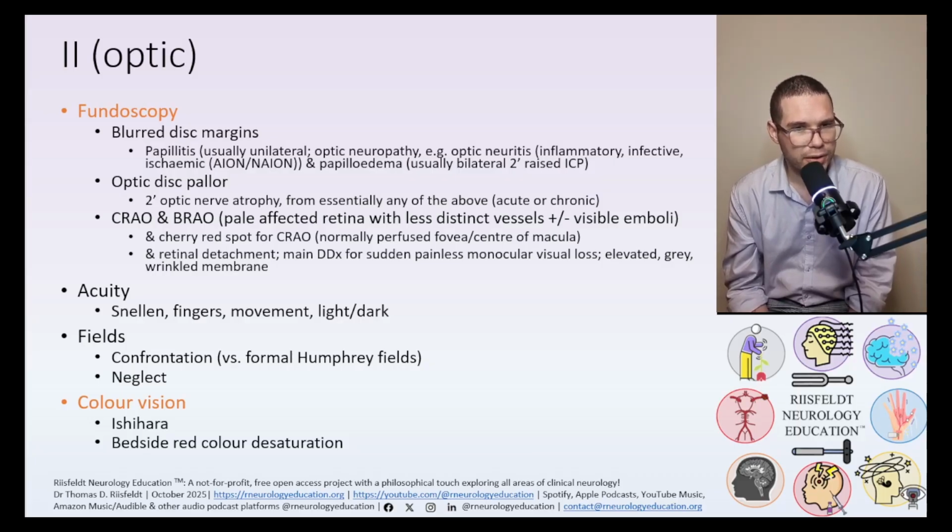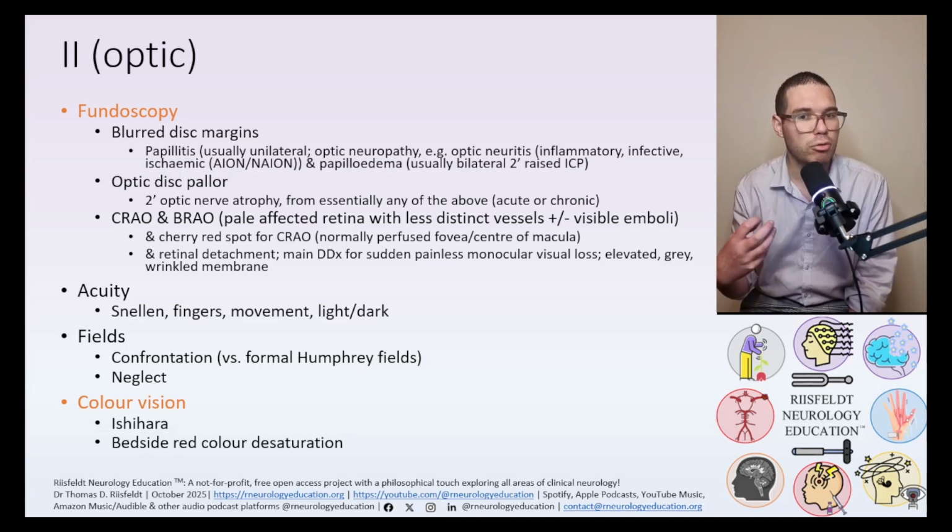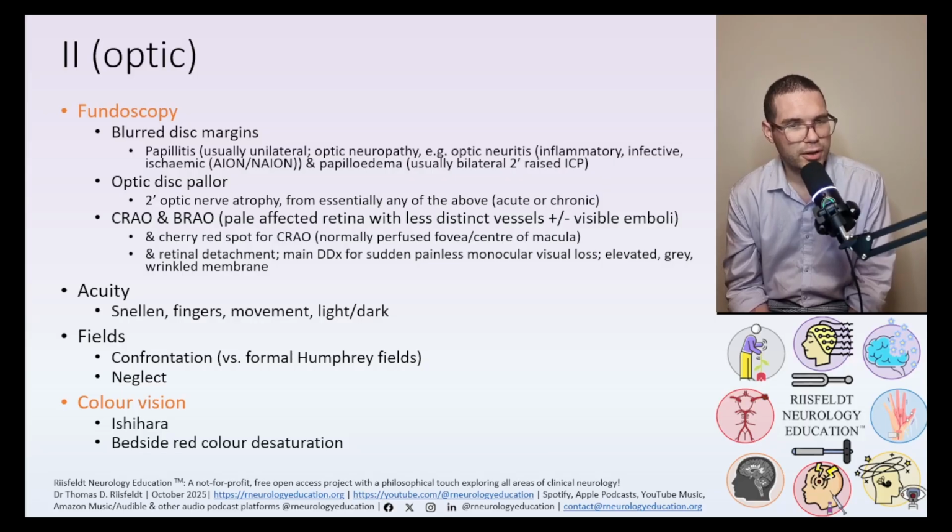Conversely, papilloedema also causes blurring of the optic disc margins. However, that is usually a bilateral process, and it is by definition in the context of raised intracranial pressure, ICP. Secondly, we're looking for optic disc pallor. And what does that indicate? Well, it really just means that there is optic nerve atrophy, and that can be caused by essentially any of the above optic neuropathies that I've just mentioned.